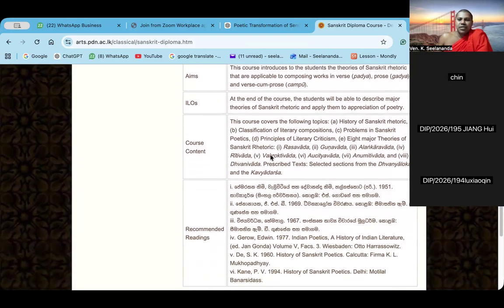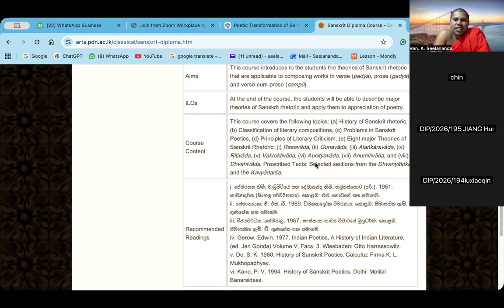And the content of this course: the first one is the history of Sanskrit rhetoric. This topic I'm going to teach today, and I'm going to start. And then classification of literary compositions, some problems of Sanskrit poetics, and principles of literary criticism. And this is the special topic of this course, 8 major theories of Sanskrit rhetoric. The theories are the Rasavada, Gunavada, Alankaravada, Ritivada, Vakroktivada, Auchityavada, Anumitivada, and Dvanivada.